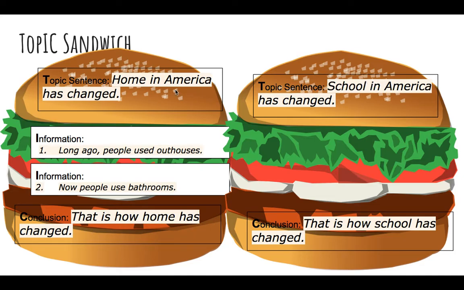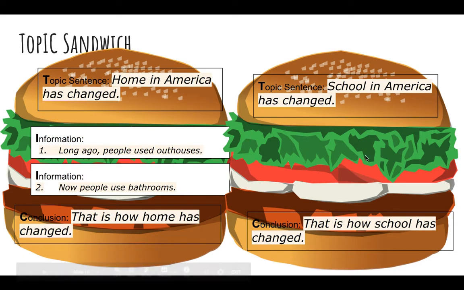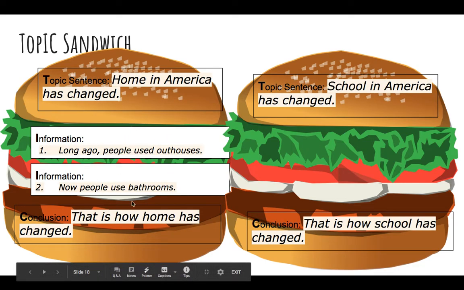What you do need is 4 sentences: 1 topic sentence, 2 information, and 1 conclusion. I need 4 sentences, friends. How many? 4. I need that topic sentence and conclusion so it can hold everything together. If not, you just have some stuff in the middle. If not, you just have a top bun, some bread on top of some stuff. If not, you just have a bottom bun with some stuff in the middle. You need everything to make it that sandwich, okay?